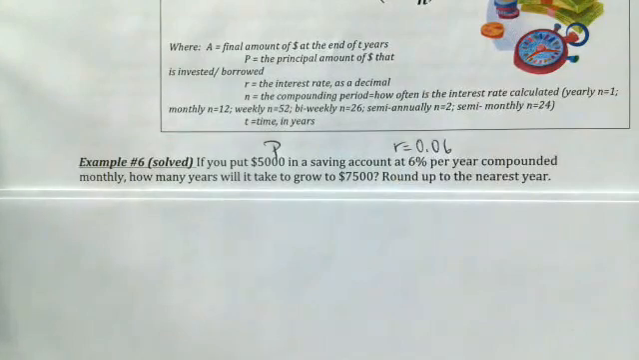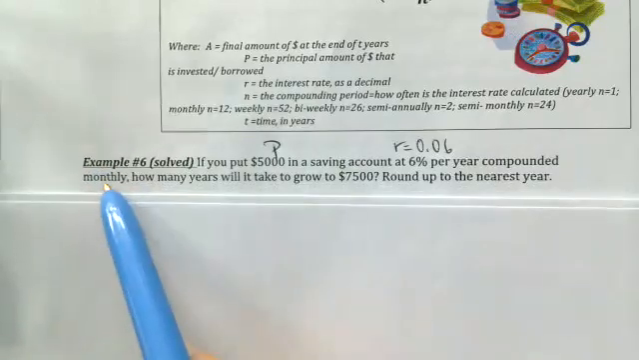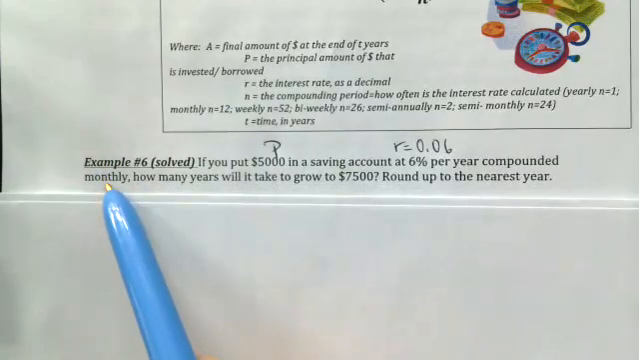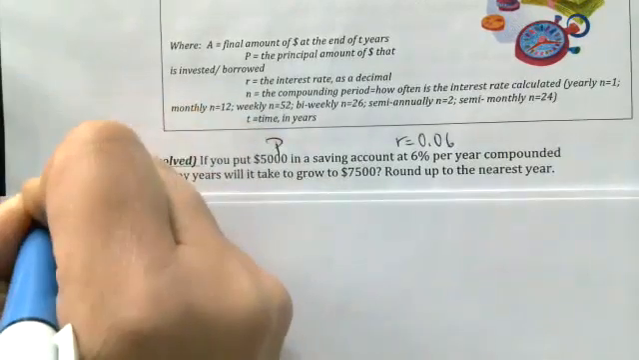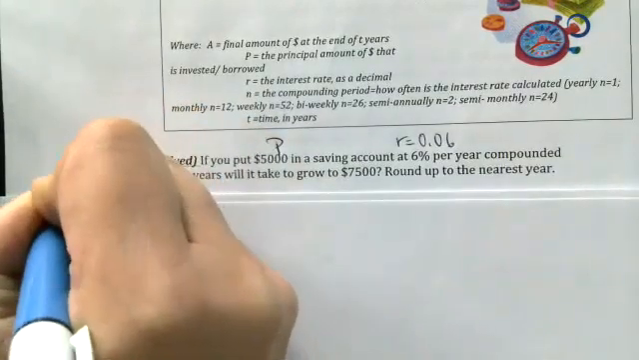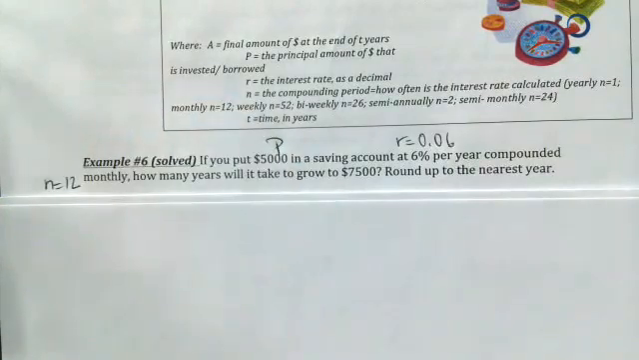So 0.06. The way the interest is applied, it's called compounding. So the compounding period is right here, right after the interest. So compounded monthly means 12 times a year. This 12 is the N in the formula. Compounding frequency.